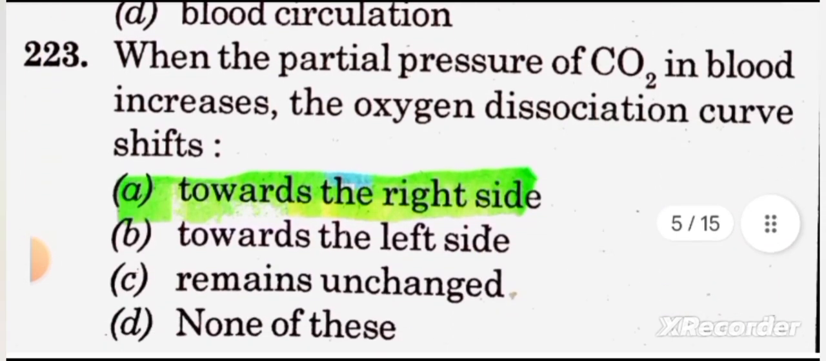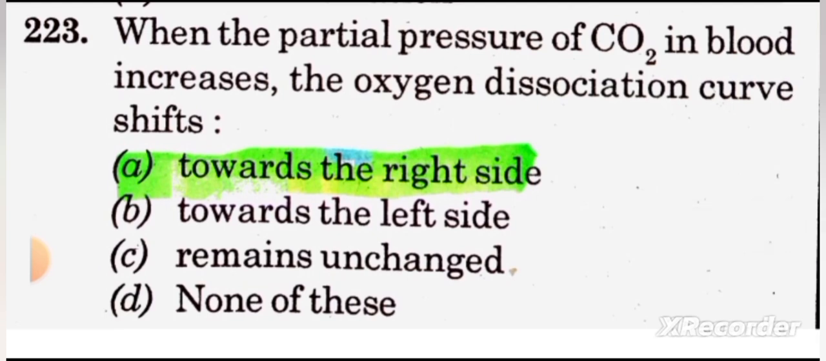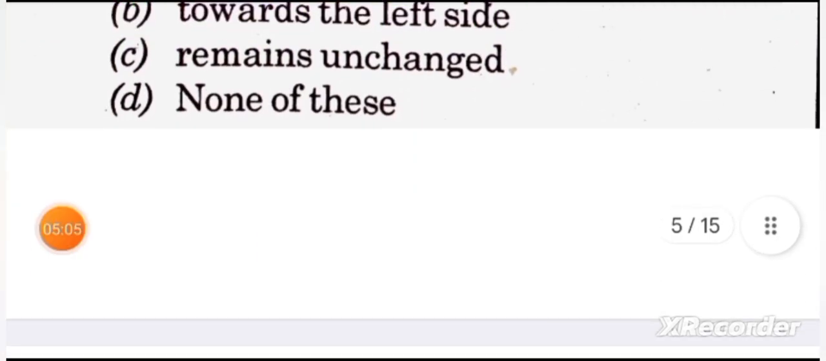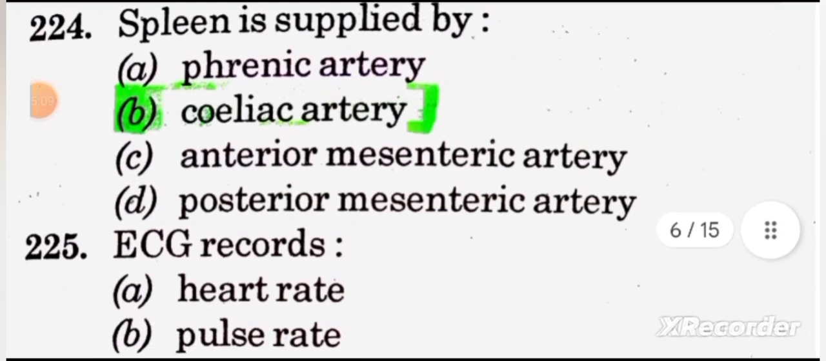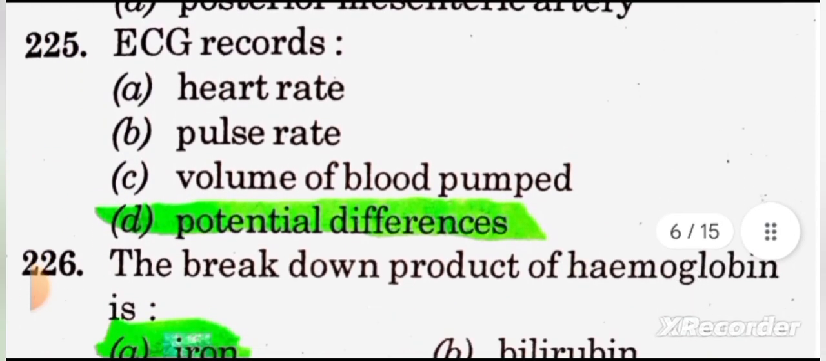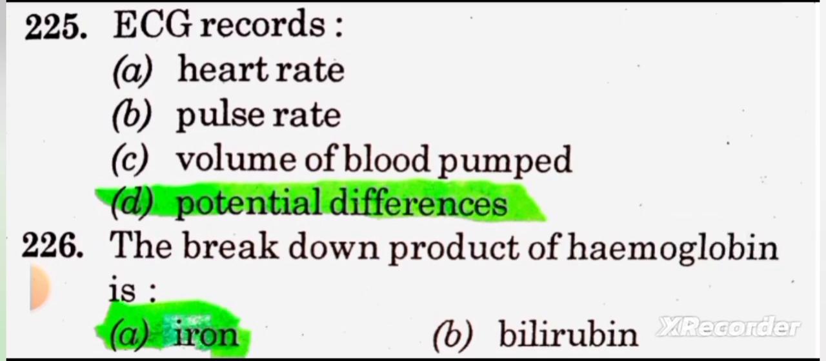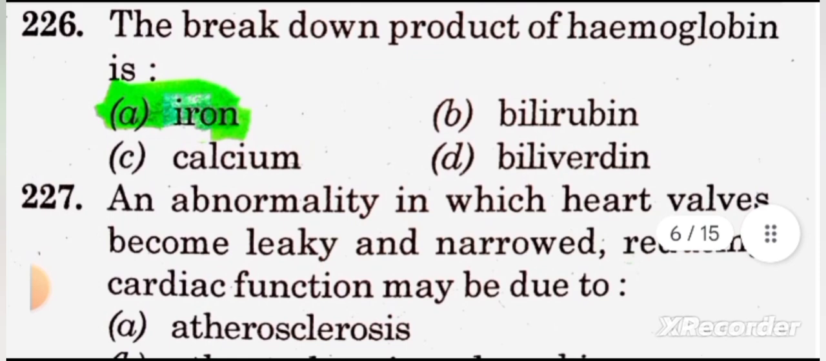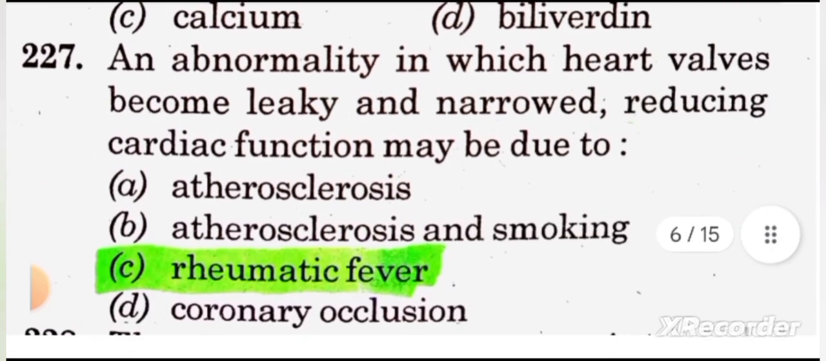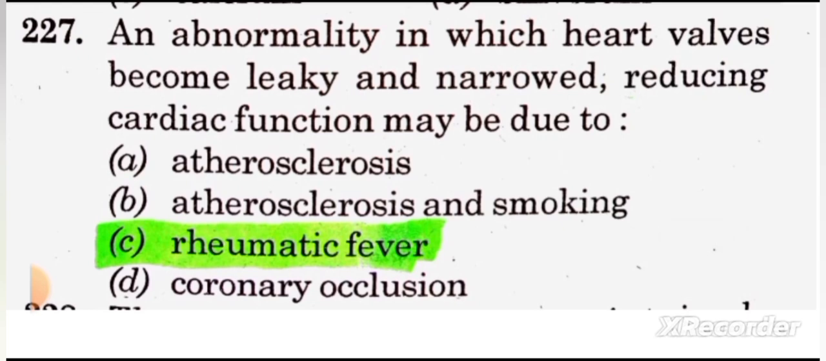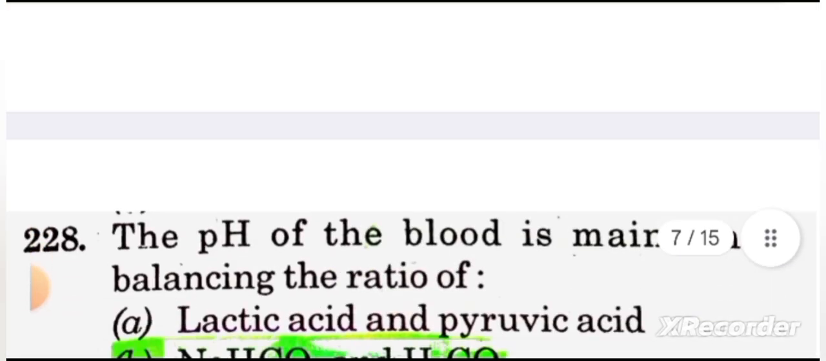blood coagulation. 223. When the partial pressure of CO2 in blood increases, the oxygen dissociation curve shifts answer A, towards the right side. Next, 224. Spleen is supplied by answer B, coeliac artery. 225. ECG records answer D, potential differences. Next, 226. The breakdown product of hemoglobin is answer A, iron. Next, 227. An abnormality in which heart valves become leaky and narrowed, reducing cardiac function, may be due to answer C, rheumatic fever.